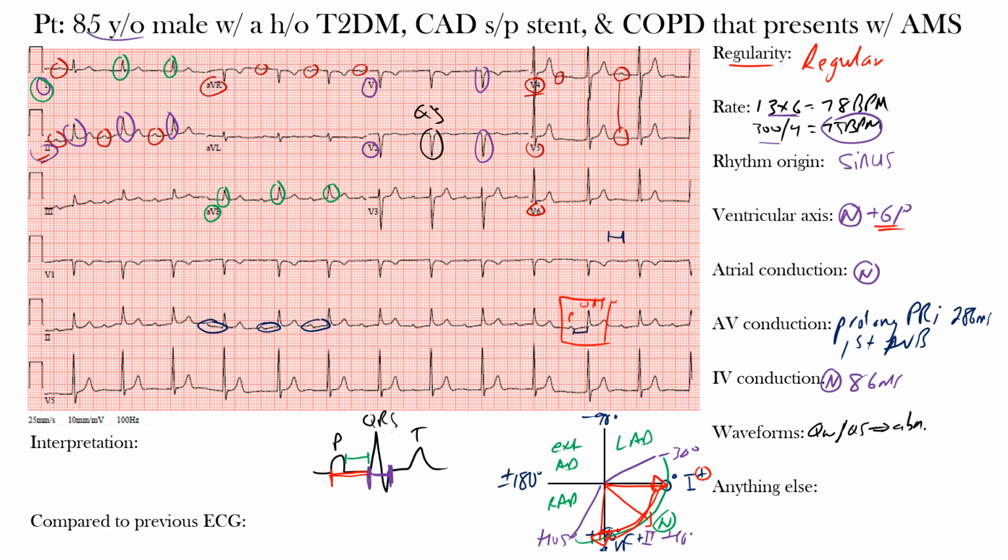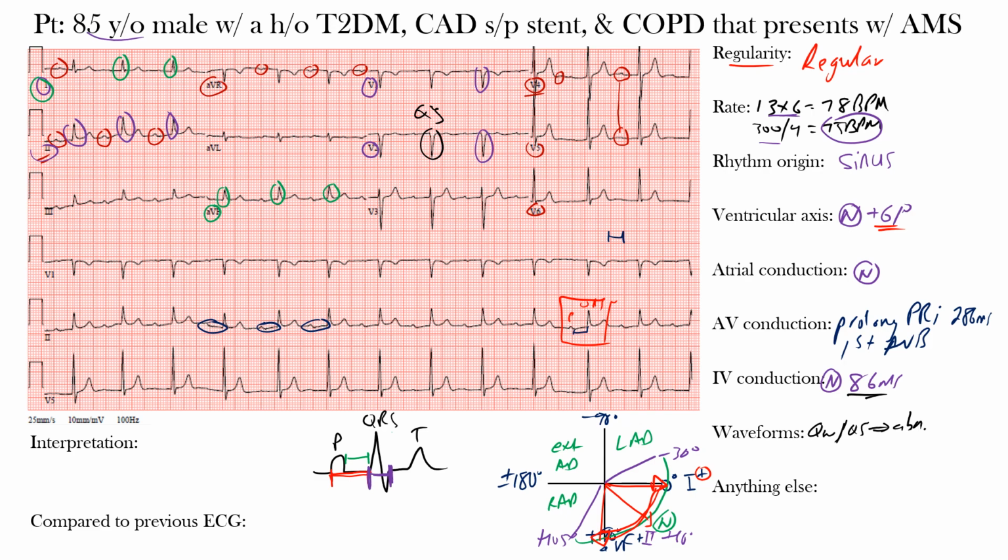The QRS interval, we said, was within normal limits, 86 milliseconds. The QRS amplitude does not seem abnormally increased or decreased throughout the EKG. And lastly, with the waveforms, the QTc interval here is normal. It was calculated to be 393 milliseconds. Remember, normal QTc interval in males is less than 440 milliseconds, and in females is less than 460 milliseconds.